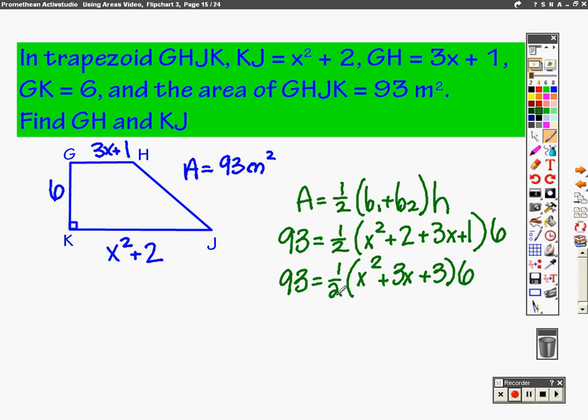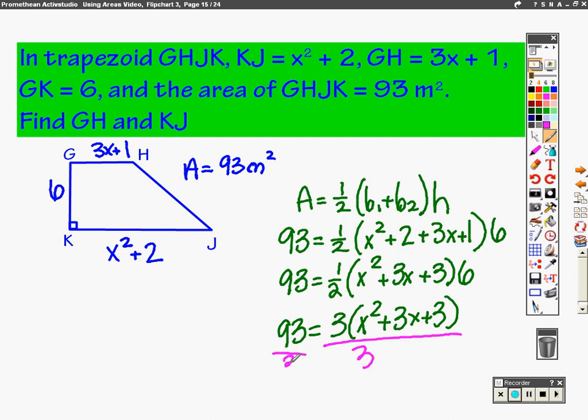And what do you want to do now? You can take out the 6 and the 1/2. So it's 93 equals 3 times x squared plus 3x plus 3. And of course, at this point, when we have a number multiplying an entire parentheses, we can either distribute it out or divide it out. I'm going to choose to divide it out just so I can get rid of that. Plus, I noticed that the 93 and the 3, they play nicely together. So our final result here is x squared plus 3x plus 3 has a beautiful answer of 31.